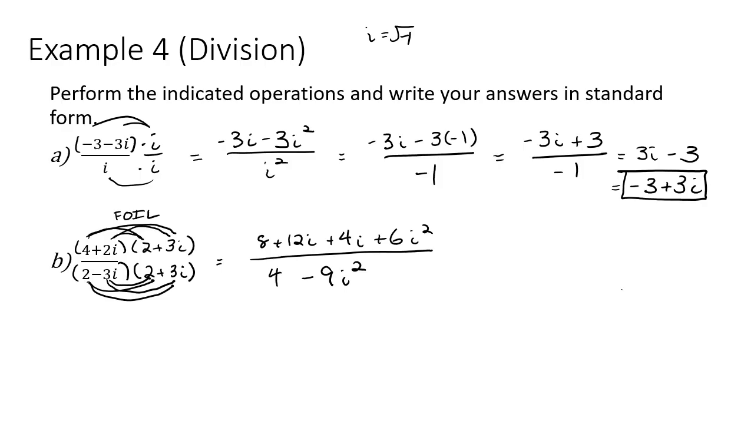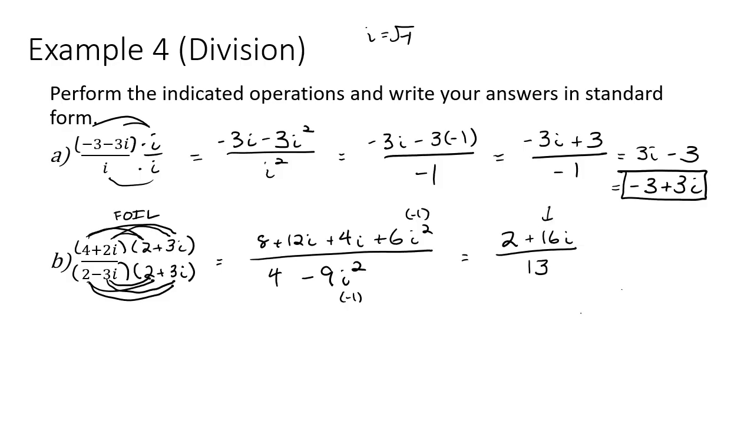So if we replace the i squares with negative 1s, the numerator is now 8, and instead of a plus 6, this becomes a minus 6. So 8 minus 6, or 2. And then we can combine like terms. 12i plus 4i would be 16i. And then the denominator, instead of 4 minus 9, because of the i squared, becomes 4 plus 9. So we have a 13.